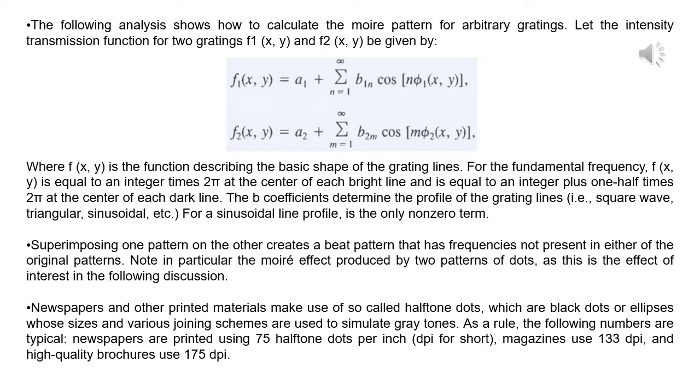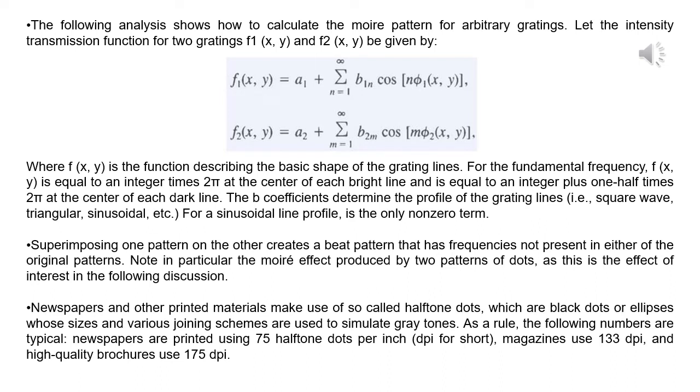Superimposing one pattern on the other creates a beat pattern that has frequencies not present in either of the original patterns. Because of this effect of two patterns of dots, we can see this as an issue, for example, in newspapers and other printed materials, which make use of so-called half-tone dots, which are black dots or ellipses whose sizes and various joining schemes are used in simulating gray tones.